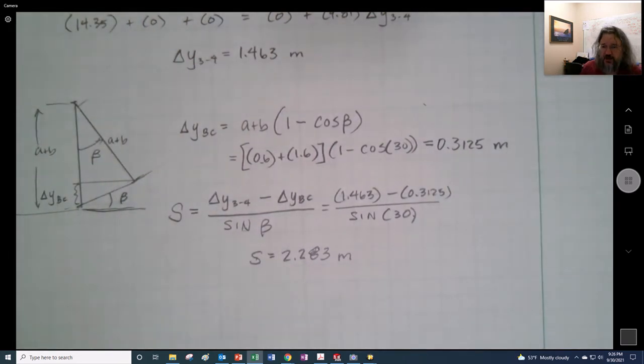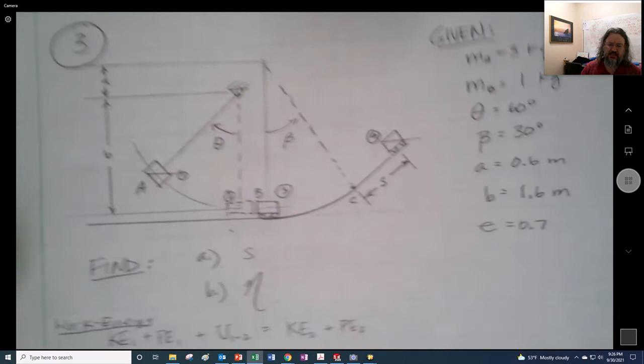Part B is to find the efficiency. So what is the efficiency? It's going to be the energy at the end divided by the energy at the beginning. And the energy at the beginning is going to be completely the potential energy. That's easy enough. But now we've got to figure out what the energy at the end is.